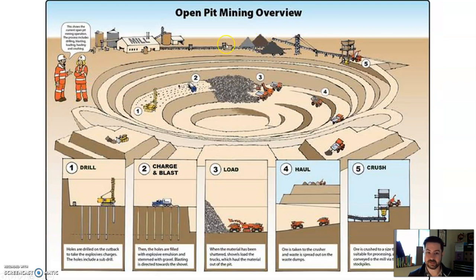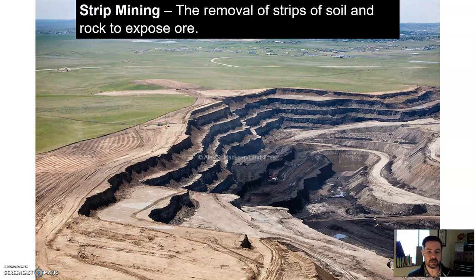Since porphyry deposits are commonly mined with open pits, these are typically the biggest mines in the world. The open pit mine is usually the biggest type because they're mining out porphyry, which extends over the biggest amount of area. Strip mining is the removal of strips of soil and rock to expose some sort of ore, a lot of times coal.